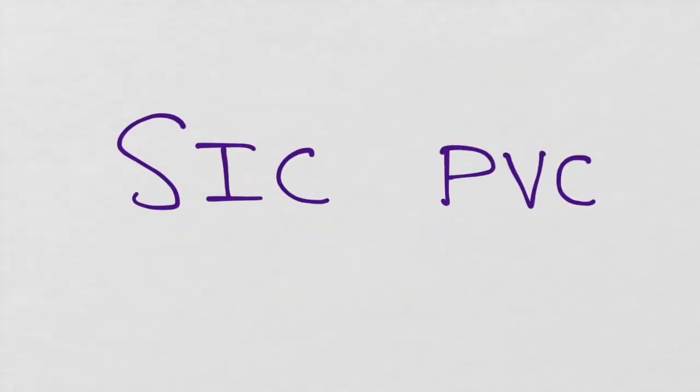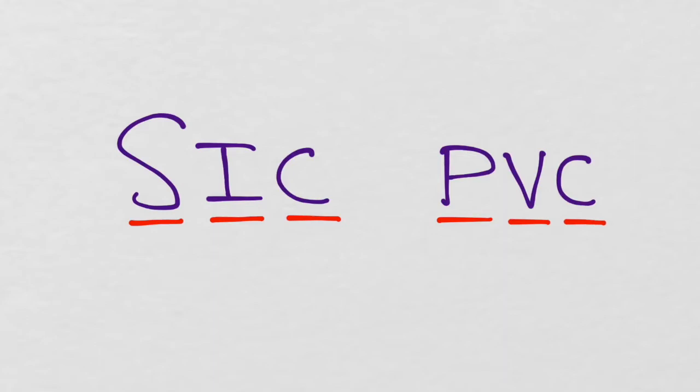Here's a simple mnemonic device that I use to help work with series circuits and parallel circuits. It's called SIC PVC, and it goes like this. In a series circuit, current is constant. In a parallel circuit, voltage is constant.